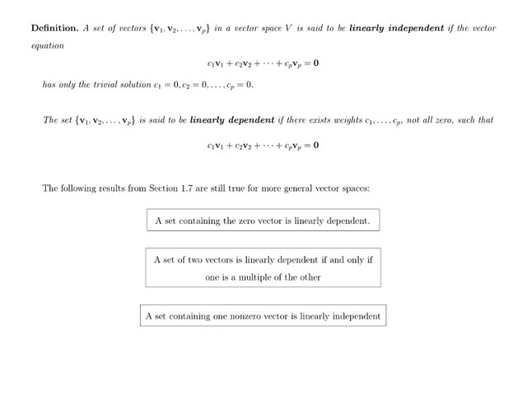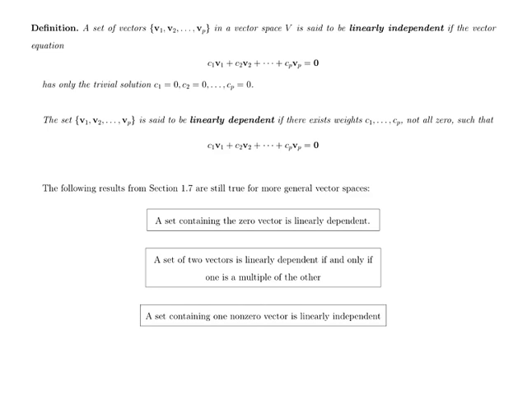The set v1 to vp is said to be linearly dependent if there exist weights c1 to cp that are not all 0. And again, something is either linearly independent or dependent. This is the same definition as we had before, except now we're talking about general vectors, not just vectors in Rn. And the following results from when we introduced linear independence at first in chapter 1 still hold true.